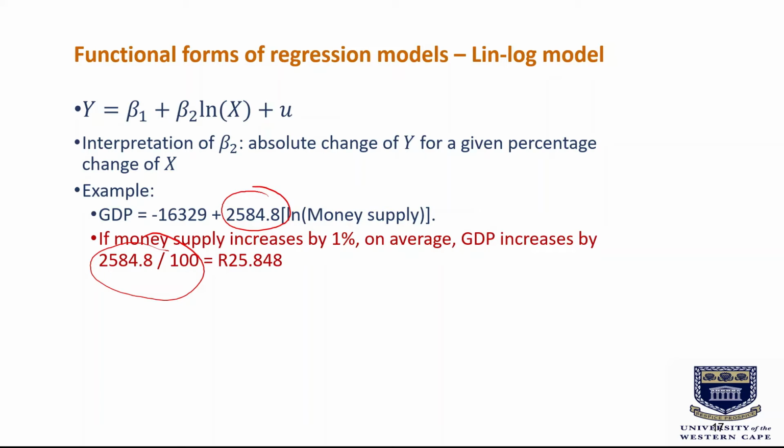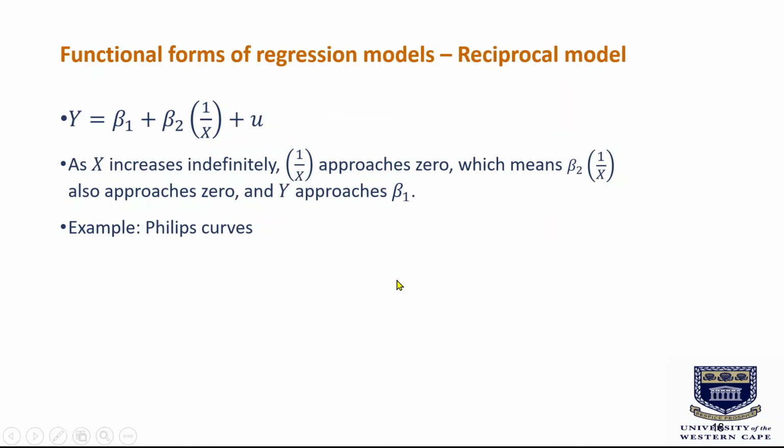And of course, here we're assuming that GDP was measured in rands. If GDP was measured in millions of rands, then a 1% increase in the money supply is associated with a 25 million rand increase in GDP. Again, important to note, you have to divide the beta 2 hat estimate by 100 in order to have the proper interpretation.